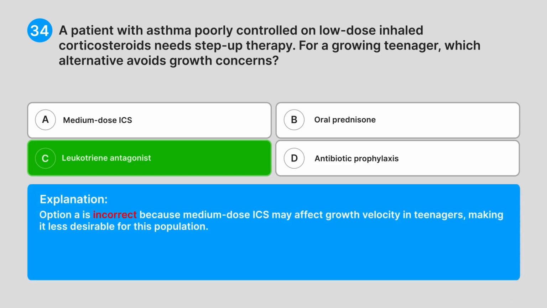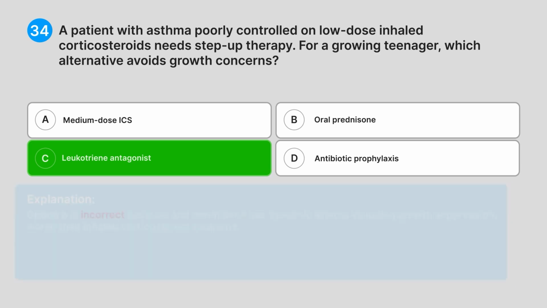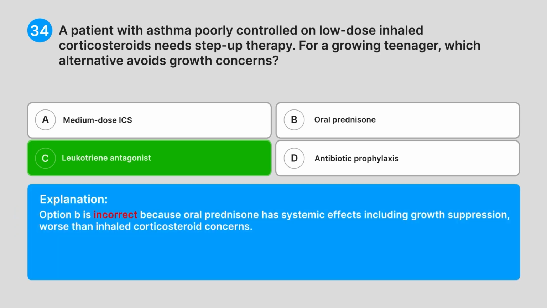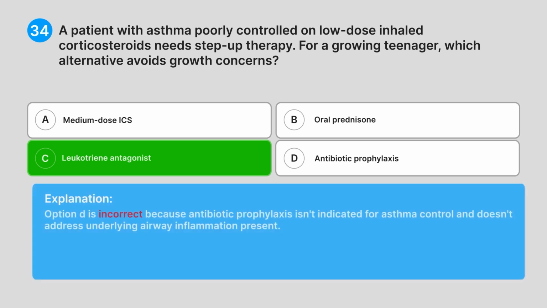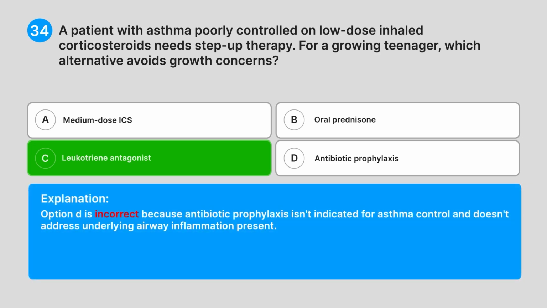Option A is incorrect because medium-dose ICS may affect growth velocity in teenagers, making it less desirable for this population. Option B is incorrect because oral prednisone has systemic effects, including growth suppression, worse than inhaled corticosteroid concerns. Option D is incorrect because antibiotic prophylaxis isn't indicated for asthma control and doesn't address underlying airway inflammation present.